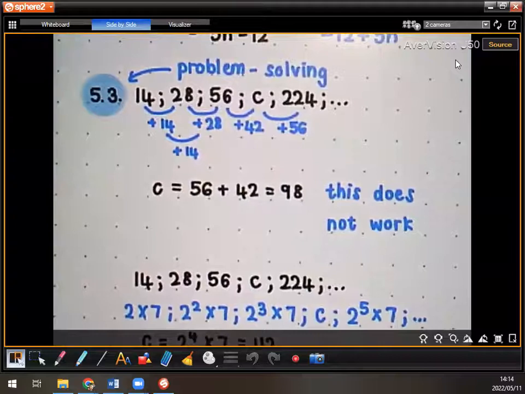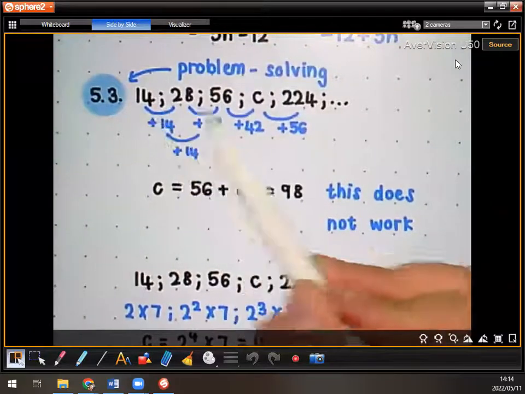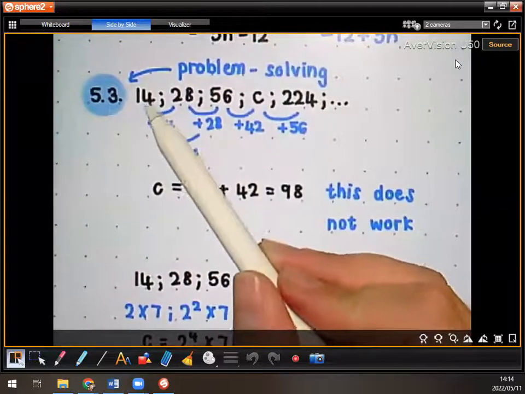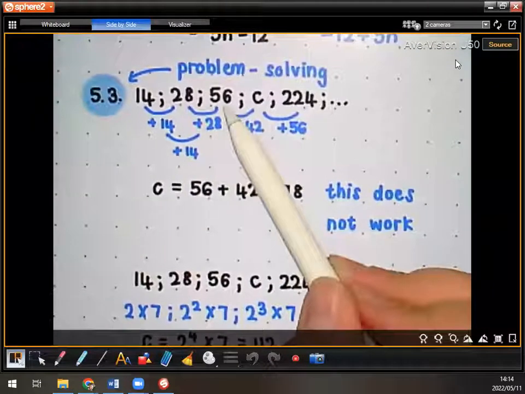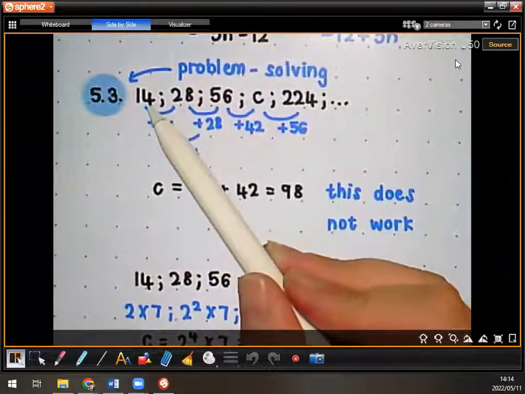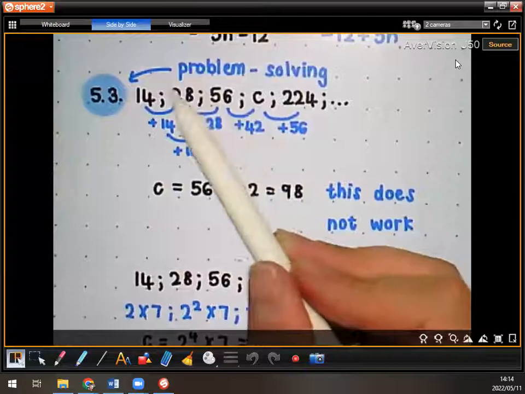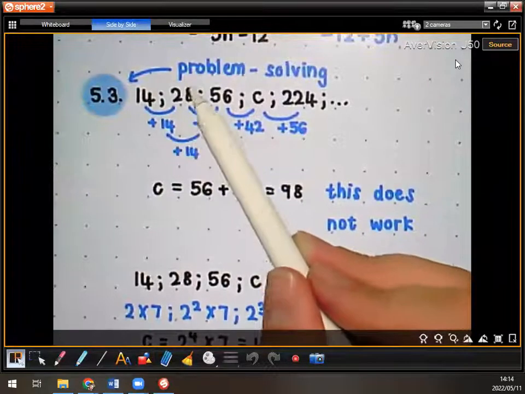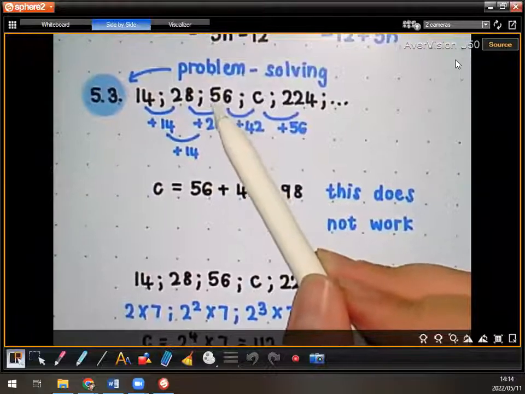So you're maybe multiplying by the same number each time, or they're all cubes or all squares or something like that. Okay, so guys, at first glance, if you look at this, you see that from 14 to 28, I'm adding 14. Then I'm adding 28. Or you could possibly notice that it doubles each time. Starting with 14, 14 times 2 is 28, and 28 times 2 is 56.